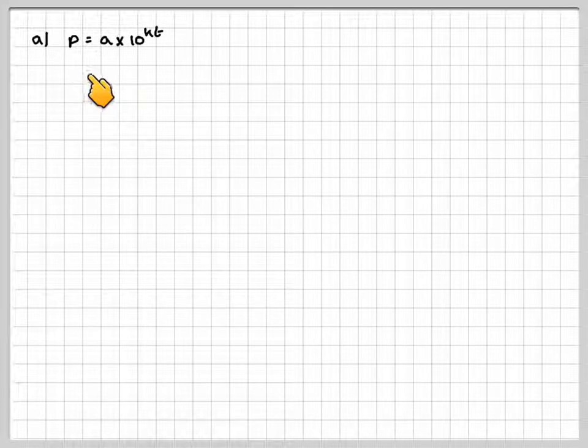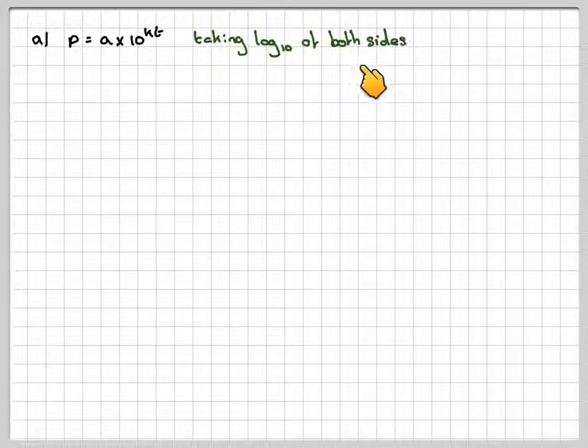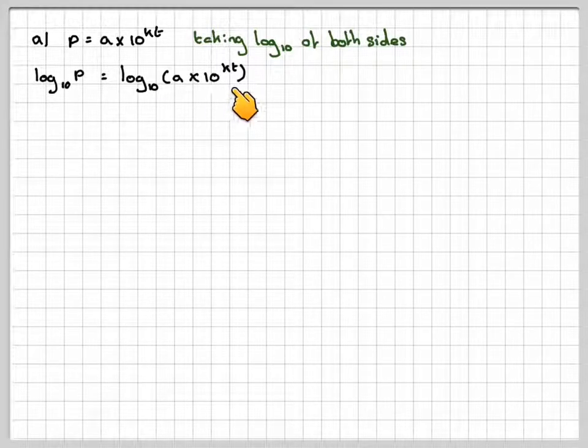Right, so we've got p is equal to a times 10 to the kt. So sort of standard thing here. We take log to the base 10 of both sides. So we get log to the base 10 of p is equal to log to the base 10 of a times 10 to the kt.